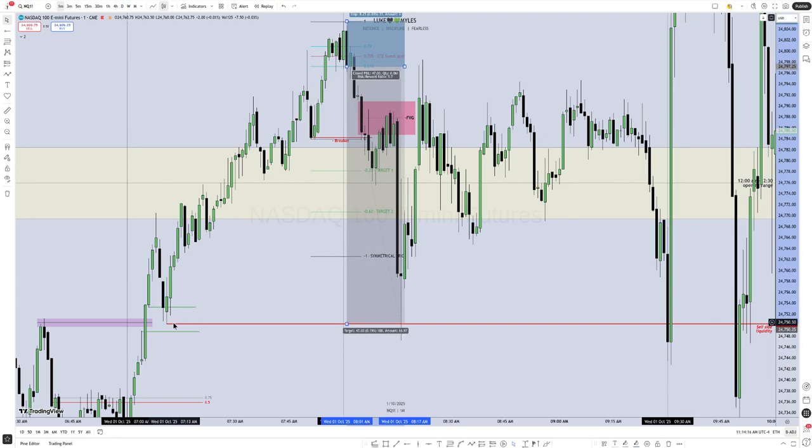when. We can either form an SMT with ES and leave this low open. So the best take profit would be at symmetrical price, and that would be an entry with the fib level.